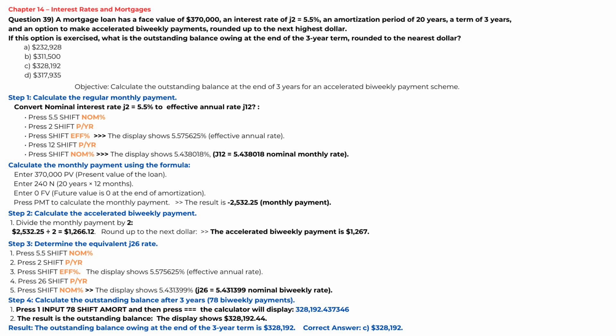Step 3. Determine the equivalent J26 rate. Press 5.5, Shift NOM. Press 2, Shift P/YR. Press Shift Effective. The display shows 5.575625% effective annual rate. Press 26, Shift P/YR. Press Shift NOM. The display shows 5.43139%. That is, J26 equals 5.431399 nominal biweekly rate.